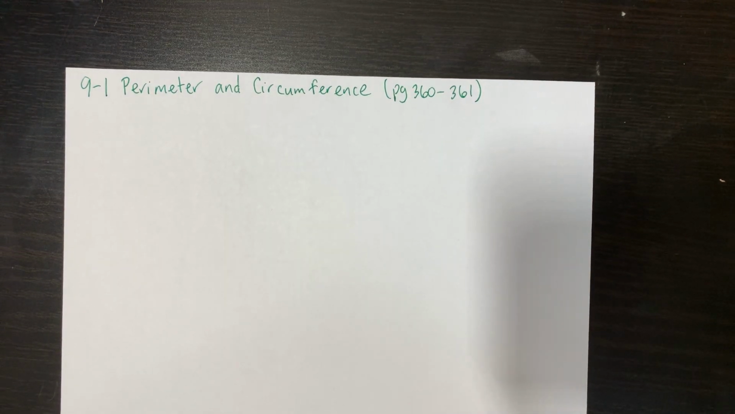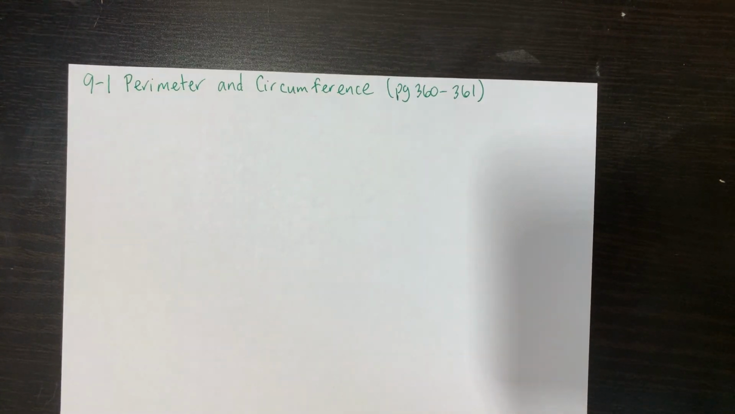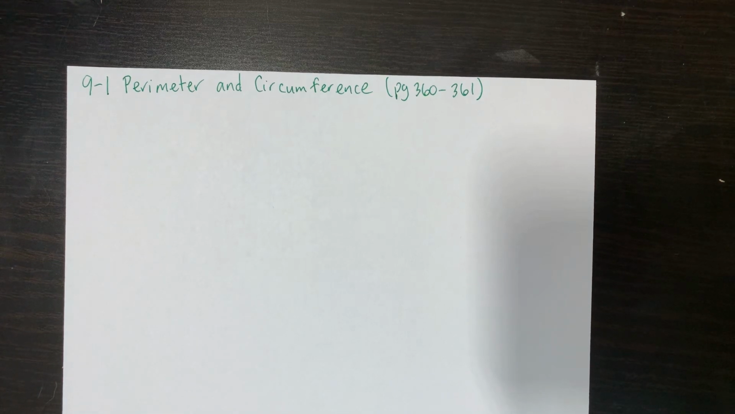Hey guys, we are starting chapter 9. So today we're going to go over chapter 9, perimeter and circumference of different shapes. You have probably done this before, so hopefully this is just a review to begin this chapter. So we're going to start.